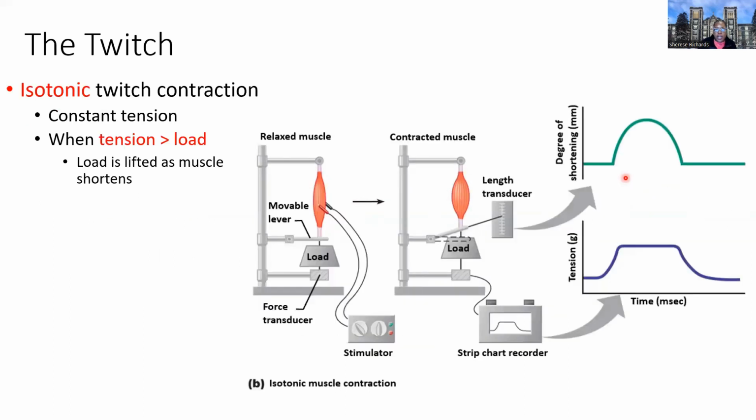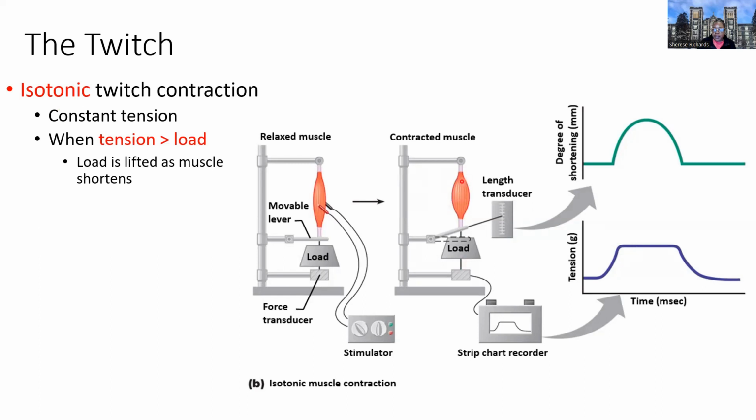Let's compare that to an isotonic contraction or a twitch. Here we have a constant amount of tension because there is a point in time where we do generate enough tension to overcome the load in question. So again, looking at our experiment here, we have our muscle suspended. When it's relaxed, it's stretched out. Here's the load. Here's that motor neuron simulation. Now, in this instance, when we stimulate the muscle, the load is eventually lifted because enough tension is generated that it exceeds the weight of the load and we can actually overcome or lift the load.